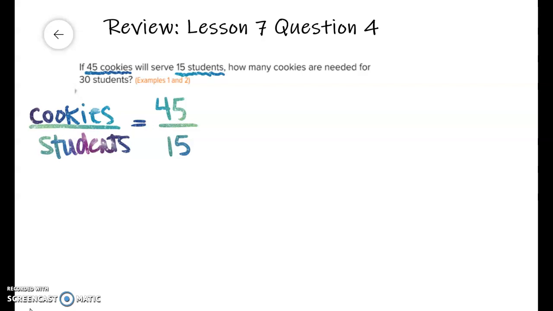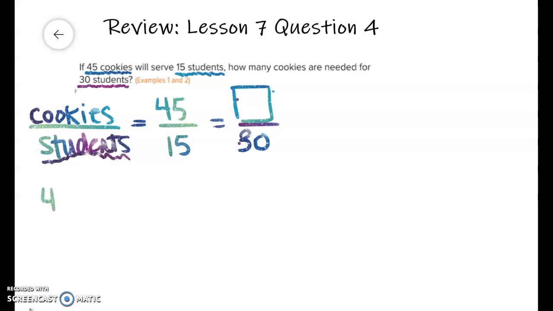All right, what are they asking us? They're asking us how many cookies are needed for 30 students. So that 30, I need to decide, does it go on top or does it go on bottom? And so since that 30 is attached to students and I see that students is on bottom, I'm going to go ahead and put the 30 down at the bottom. And so this right here, my friends, is what we are looking for. How many cookies are needed for 30 students?